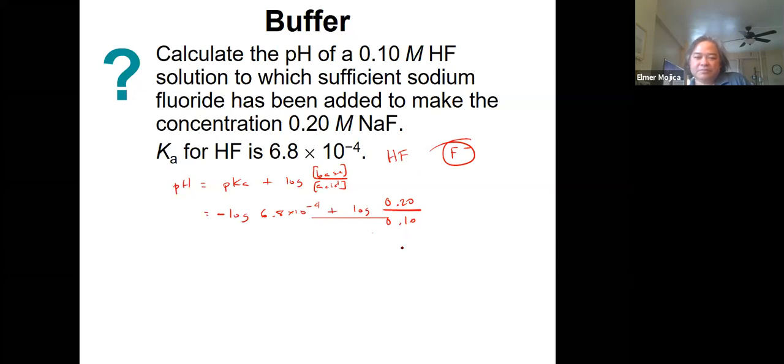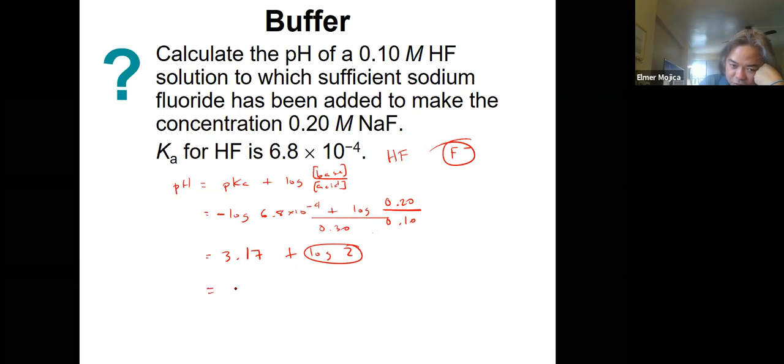Okay? So if you have that problem, you put at the setup negative log of 6.8 exponent negative 4. So this is what? 3.17 plus log of 2. This will give you around 0.30. So you will have 3.47.